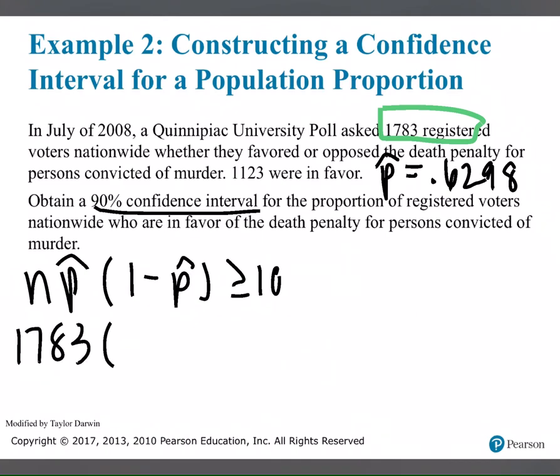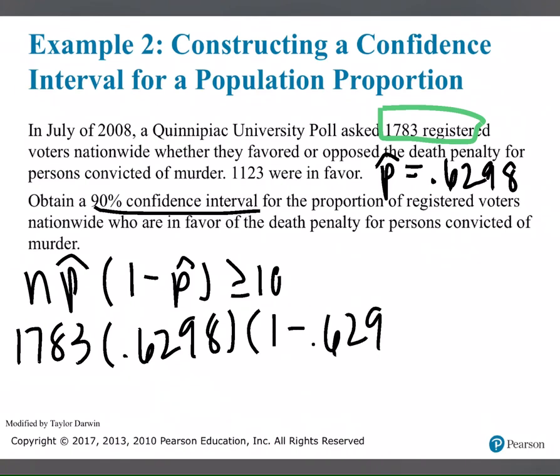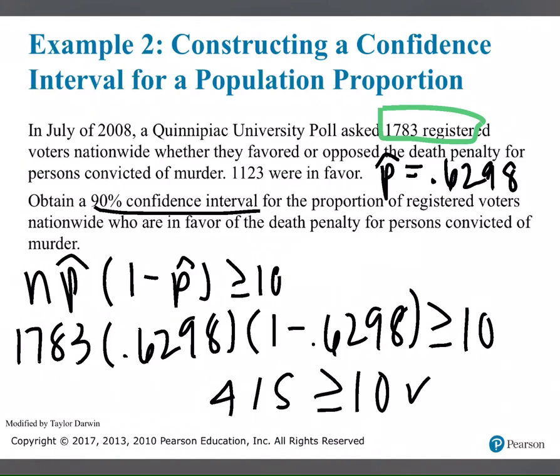1,783 times p hat, 0.6298, times 1 minus 0.6298 needs to be greater than or equal to 10. When I put that in my calculator, I get 415, which is greater than or equal to 10. You have to do that to see if you can even do a confidence interval. It has to be normal. And so that's really just kind of a logistical thing that you have to do. But once we're good to go, I'm going to erase that. If you need to pause, go ahead and pause.